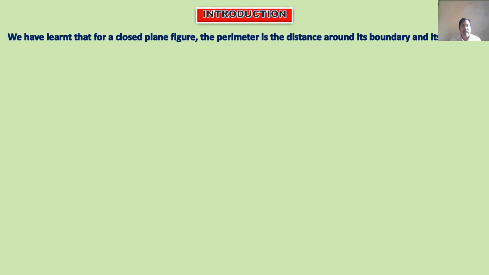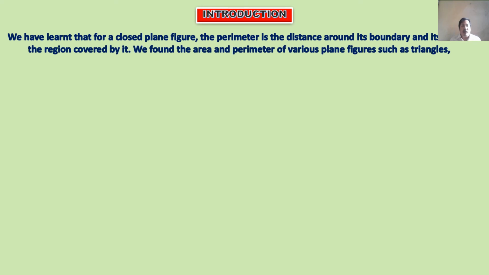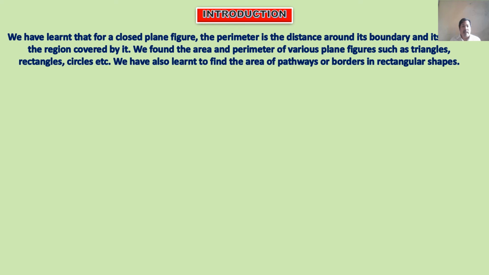In the introduction, I just give some observations like this. We have learned that for a closed plane figure, the perimeter is the distance around its boundary and its area is the region covered by it. We found the area and the perimeter of various plane figures such as triangles, rectangles, circles, etc. We have also learned to find the area of pathways or borders of rectangular shapes.